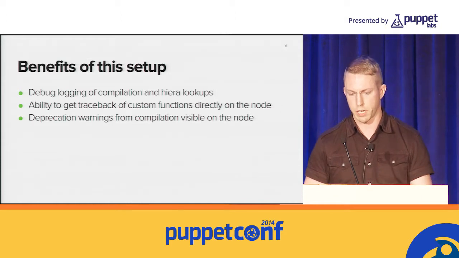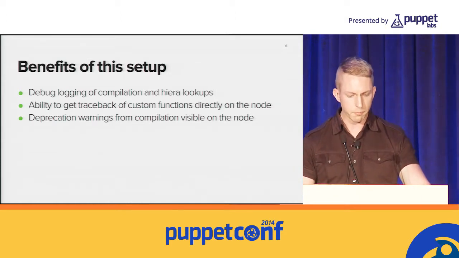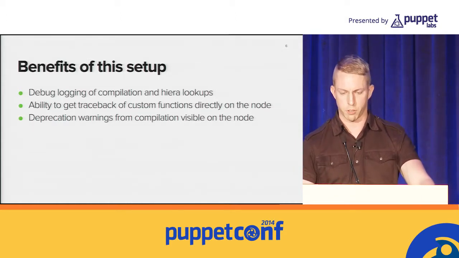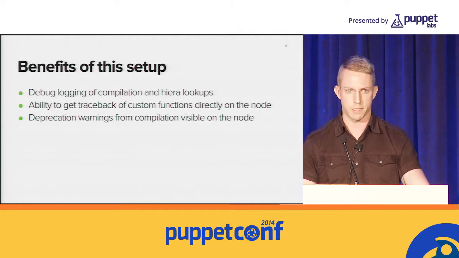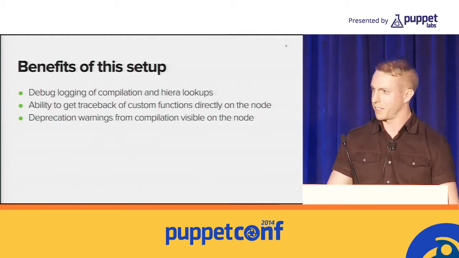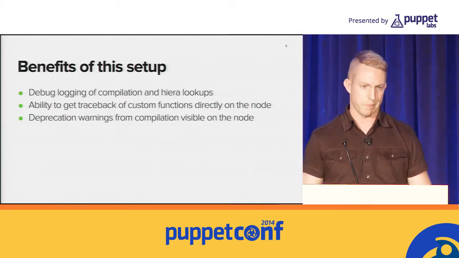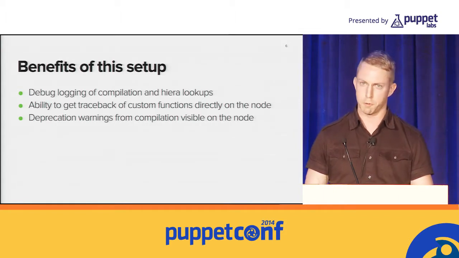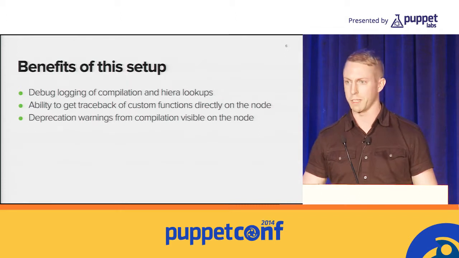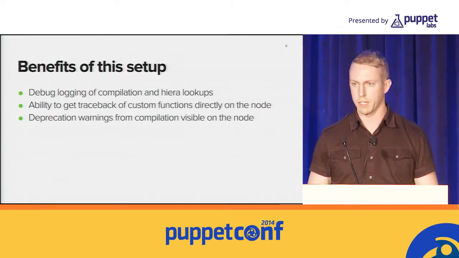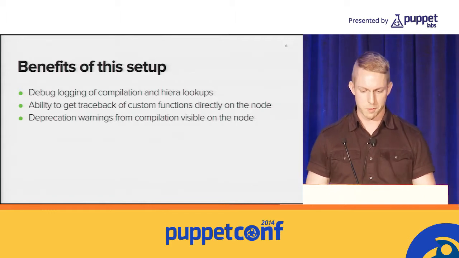You get deprecation warnings from the compilation visible on the nodes themselves. So now with Puppet 4 upcoming, there's a lot of things that are being deprecated, syntax in templates, those sorts of things. Now when you run Puppet Apply, you get those directly in the console output when you're developing your code. So they're not just logged on the Puppet master, hidden from the users.